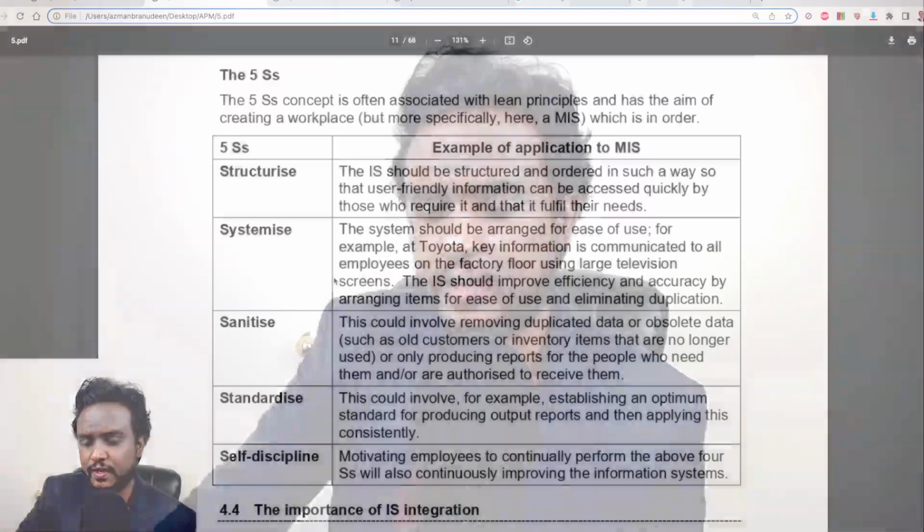So that is what we looked at now in terms of the importance of the quality of a MIS. We're going to talk about integrating MISs briefly in the next segment.